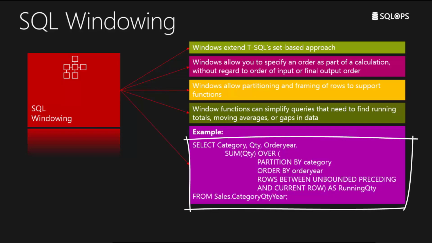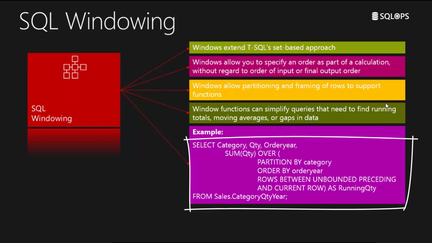Let's take a look at this example. In this example, the query uses the OVER clause along with the aggregate function SUM to return a running total of the quantity per product category. The running total will reset to 0 at each change in the category mentioned in the PARTITION BY clause and is the sum of all the previous rows in the current category up to the current row as mentioned in the framing. You can also notice that we have an ORDER BY clause as a part of the calculation, and it won't affect the order of input or the final output order of the result set.